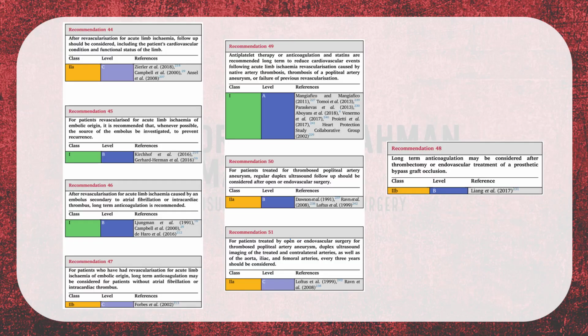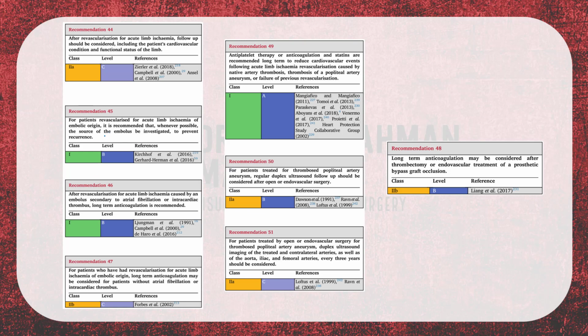What about the recommendations from the guideline? After revascularization for acute limb ischemia, follow-up should be considered, including the patient's cardiovascular condition and the functional status of the limb. So these are the goals of the follow-up of the patient. Do not forget the general condition of the patient, the cardiovascular condition of the patient, and do not forget about the function of the treated limb.